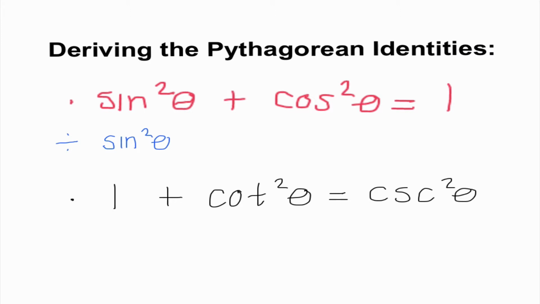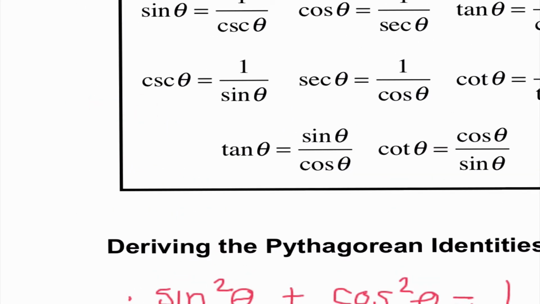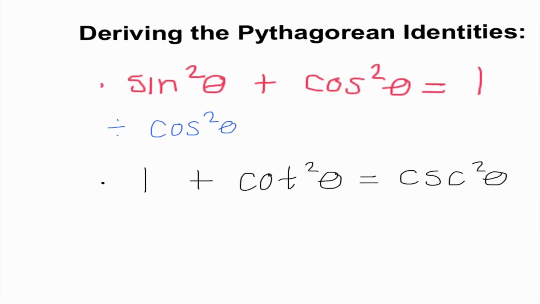Now, theta, we know just represents the angle. We could see a bunch of different variables there. It might be alpha, it could be x, okay? I'm just choosing to use theta in this particular instance. The second thing we can do with this equation is to divide everything by cosine squared. Sine squared divided by cosine squared gives us tan squared. So I'm going to go ahead and write tan squared.